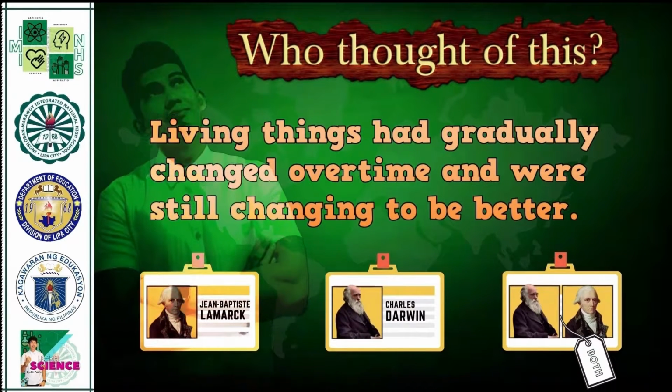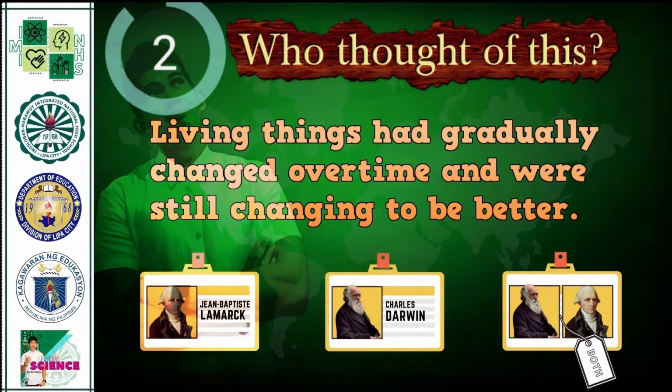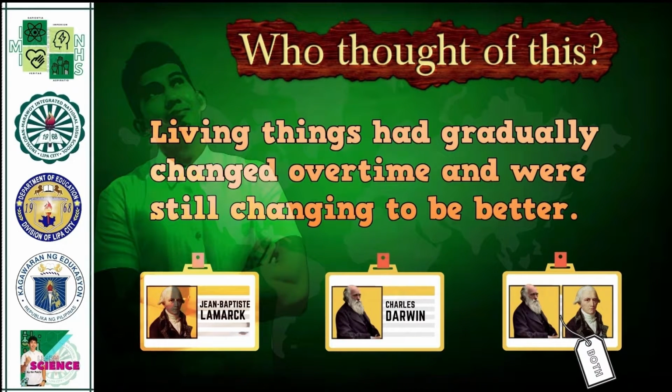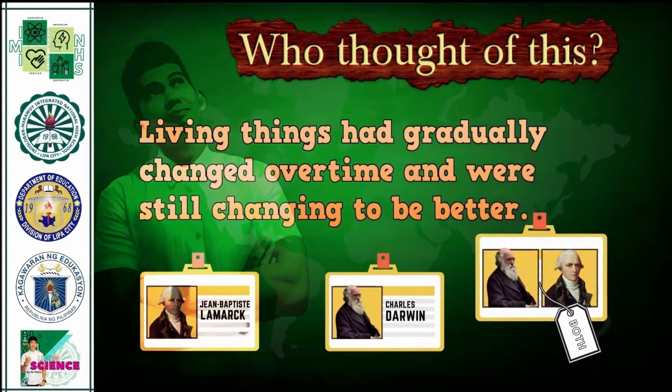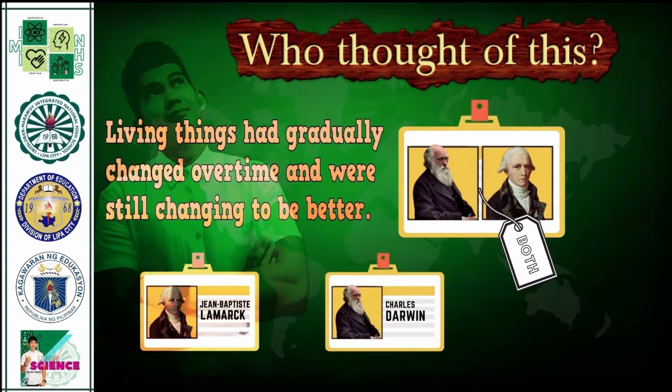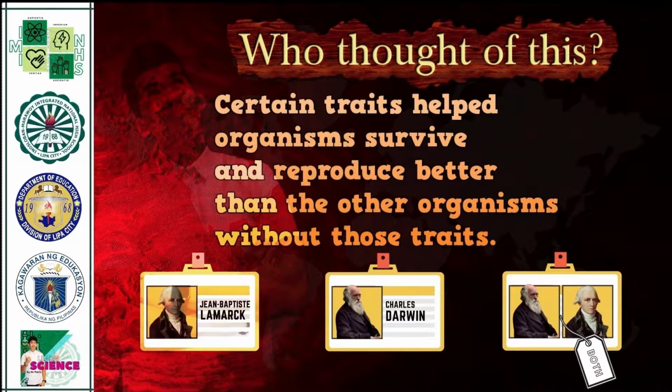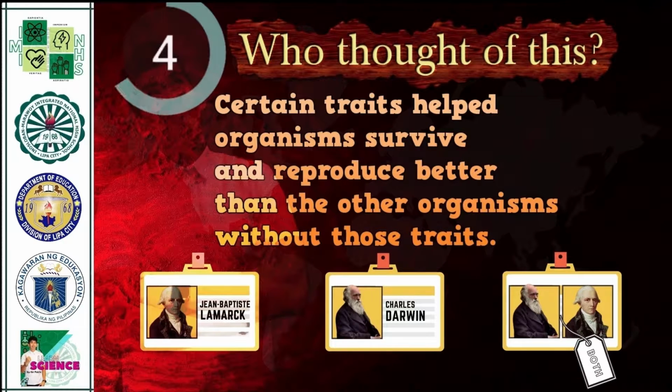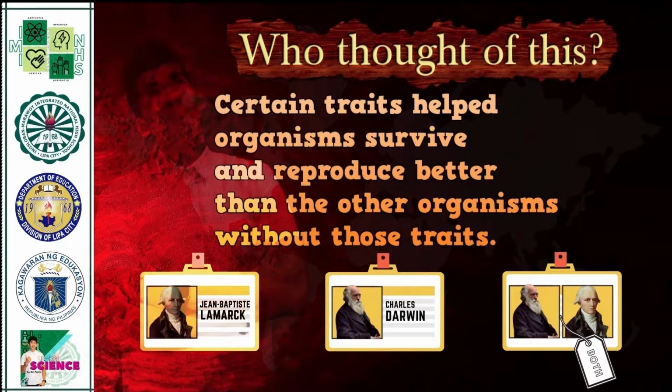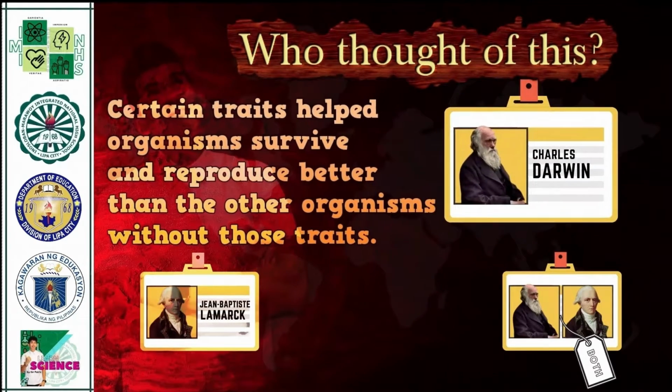Question number 6. Who thought of this? Living things had gradually changed over time and were still changing to be better. Good! This statement was defined by both Jean-Baptiste Lamarck and Sir Charles Darwin. Question number 7. Who thought of this? Certain traits help organisms survive and reproduce better than other organisms without those traits. Perfect! This idea was proposed by Sir Charles Darwin.